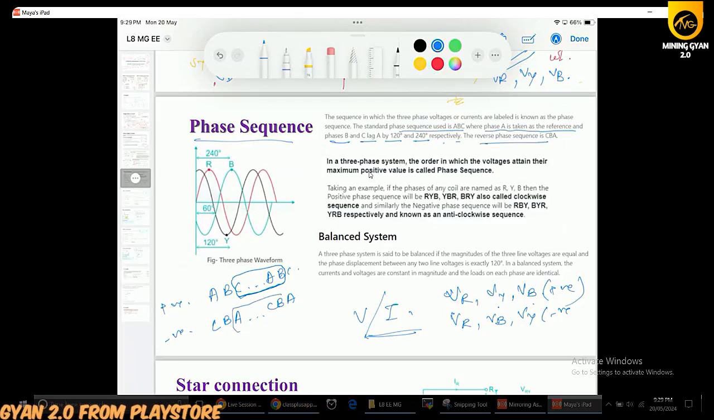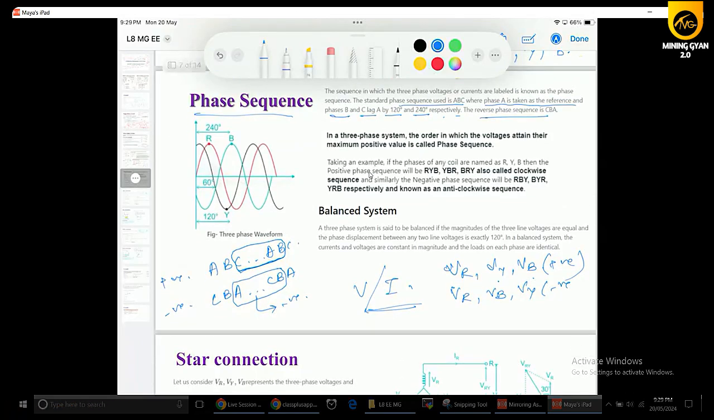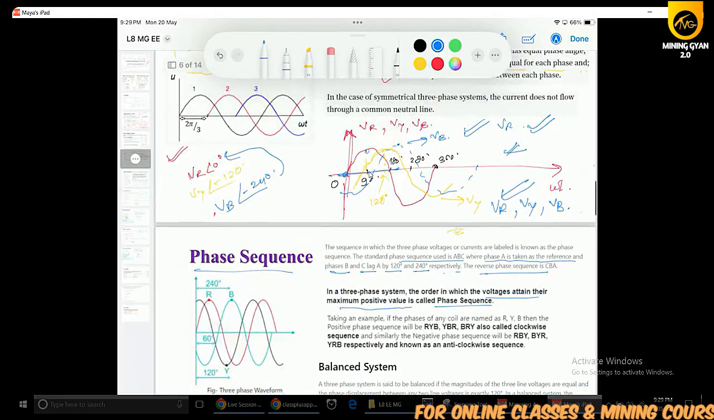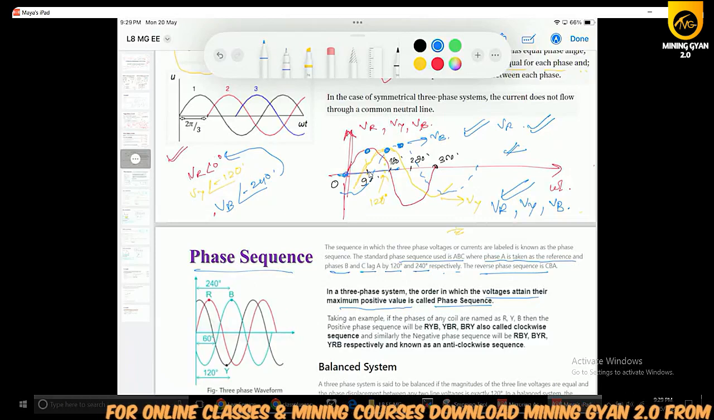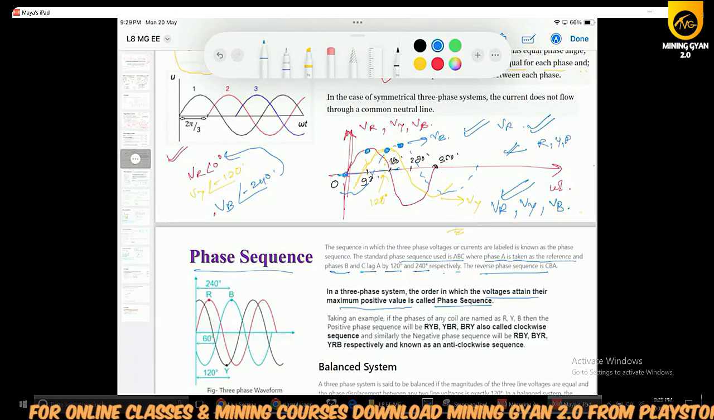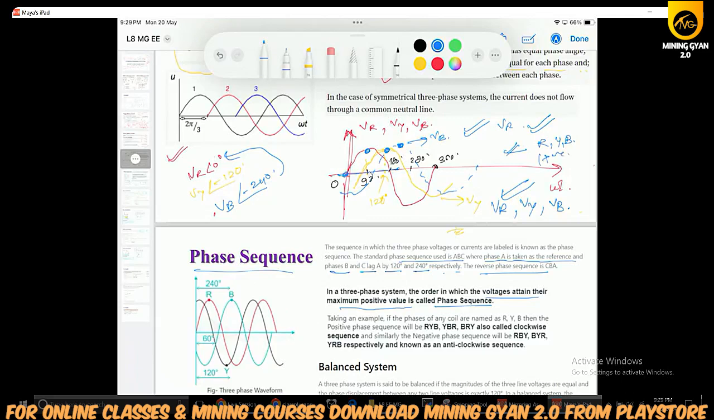So ACB will also be a negative phase sequence. Now, in a three-phase system, the order in which the voltages attain their maximum value is called the phase sequence. I told you that first R is getting its maximum value, after that Y phase voltage is getting its maximum value, and after that B phase voltage is getting its maximum value, and that's why its sequence is R, Y, and B, and hence it is a positive phase sequence. That is the logic.